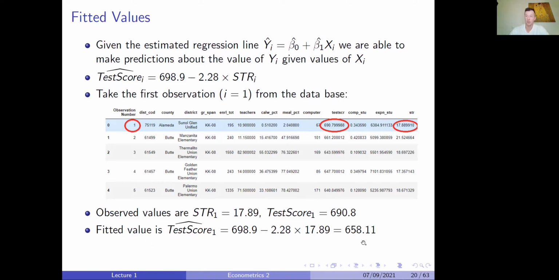So what does this mean? Remember that picture with the explanation of the error term. Now we can say that the residual for this district, the difference between the observed value and the predicted value, is 32.69. So this is the unexplained part of the test score. We explained this part with the help of the student-teacher ratio, and this part is explained by some other factors other than the class size.